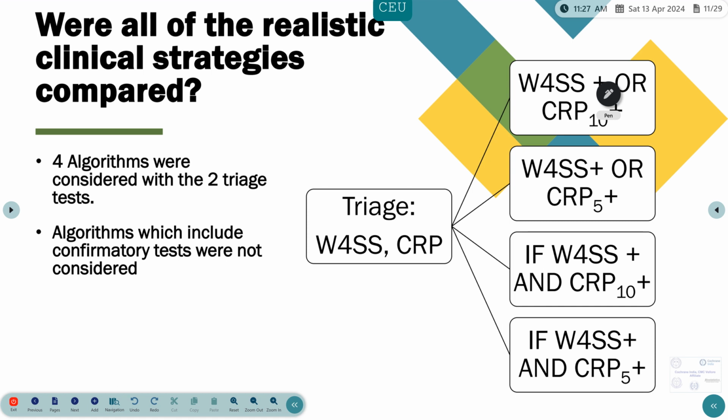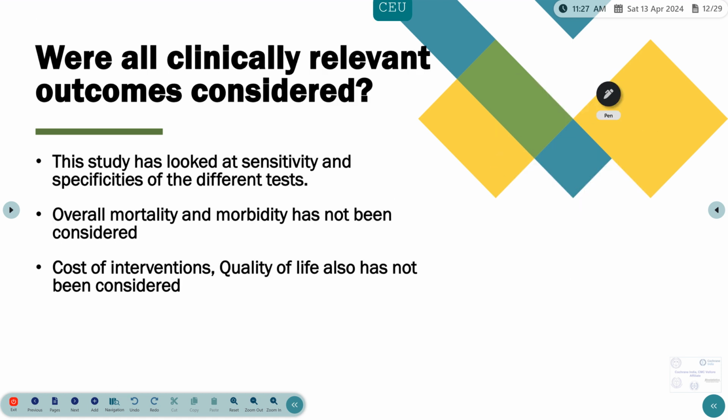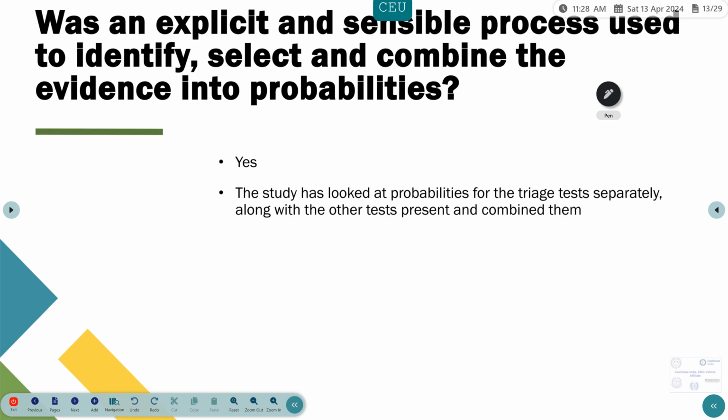Ideally they should have also looked at the confirmatory test, which they've not included in their analysis. So not all of the realistic clinical strategies were compared, but all clinically relevant outcomes were considered. In this study, they've looked at mainly sensitivity and specificities of the different tests. Overall clinically relevant outcomes like mortality and morbidity have not been considered. Cost of interventions and quality of life also have not been considered.